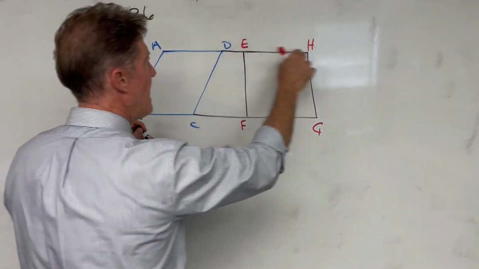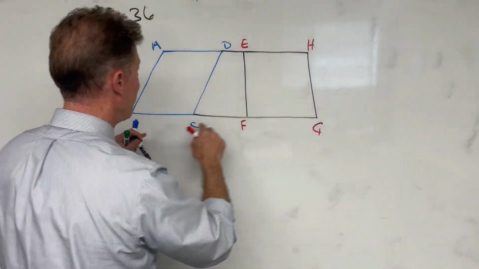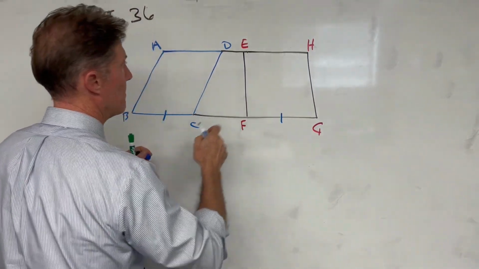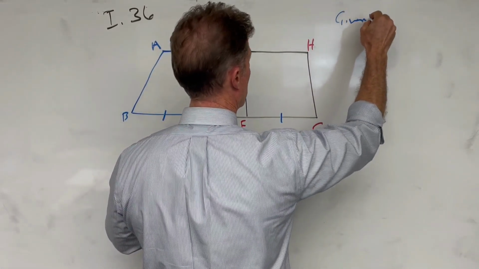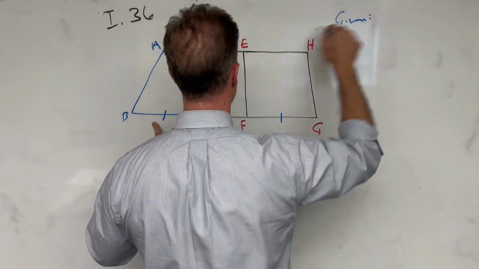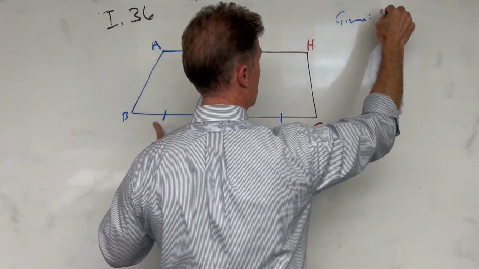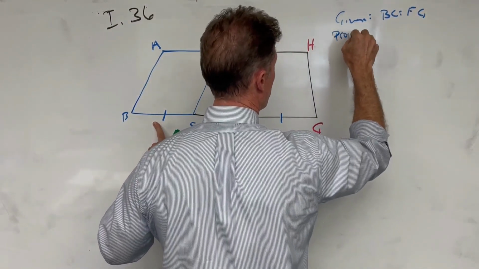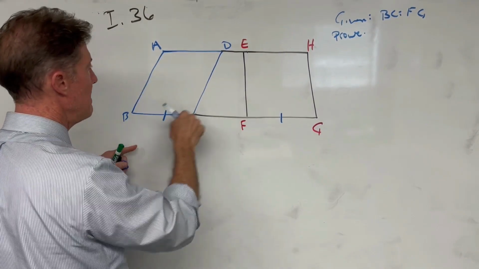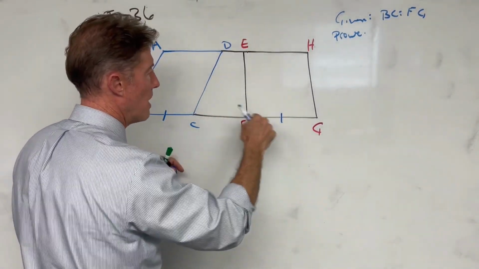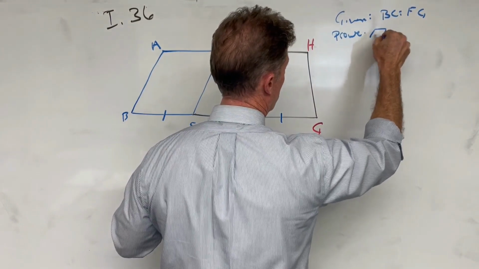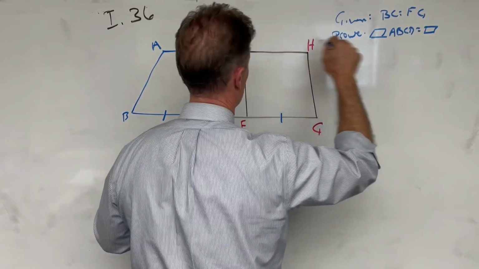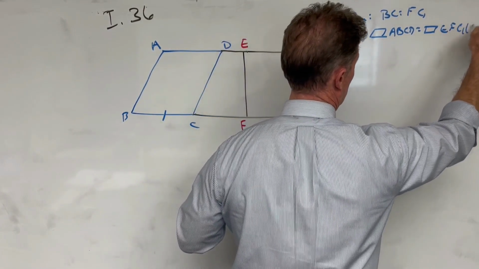So AH is parallel to BG, and these parallelograms each have equal bases. So that's our given, that they're in the same parallels and on equal bases. So BC is equal to FG. What we want to prove is that the parallelogram ABCD is equal to parallelogram EFGH.